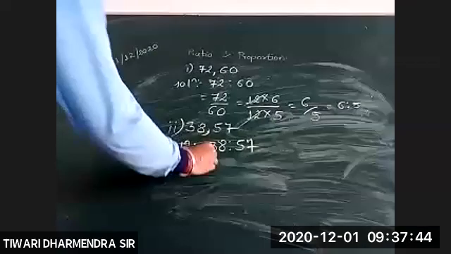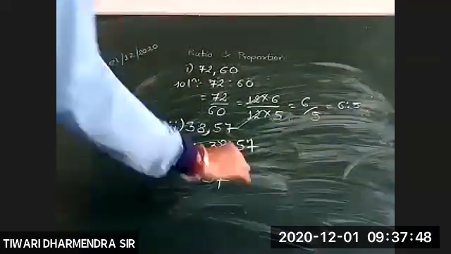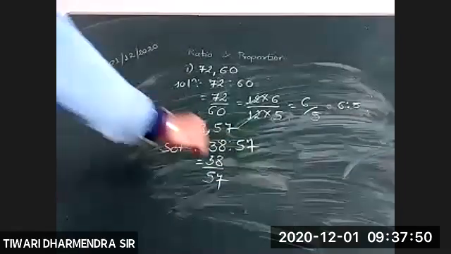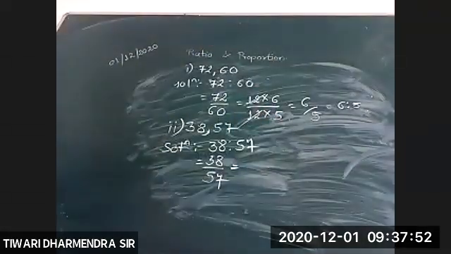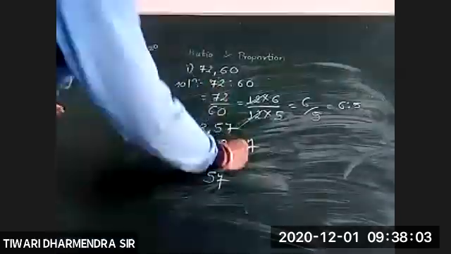This can be written as 38 upon 57. Now again think for 5 seconds. Which number is the common multiple of both? Yeah, correct. 19. 19 is the common multiple for both.